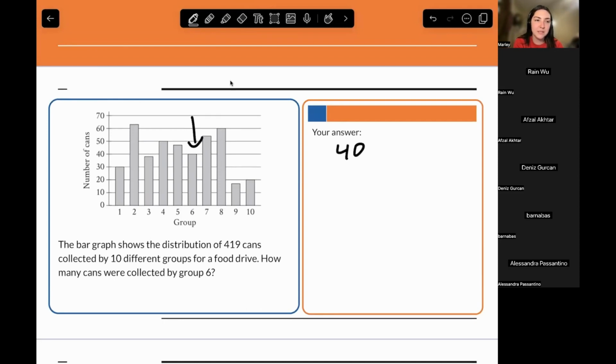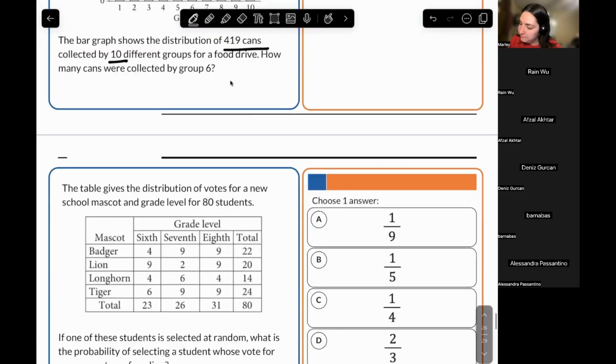Like if I wanted to know mean cans. Yes, Afsel just responded. You'd have to do 419 divided by 10. And then that would give us the average between the groups, how many each group collected. Perfect.